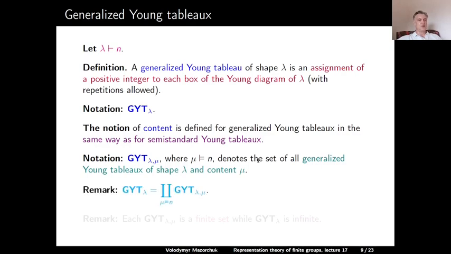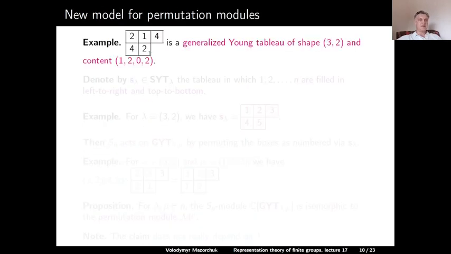Then we have the corresponding decomposition: the set of all generalized Young tableaux of shape lambda is equal to the disjoint union over all mu of the sets of generalized Young tableaux of shape lambda and content mu. And similarly to the case of semi-standard Young tableaux, we remark that each set GT(lambda, mu) is a finite set, while the set GT(lambda) is infinite. Here is an example of a generalized Young tableau of shape (3,2) and content (1,2,0,2).